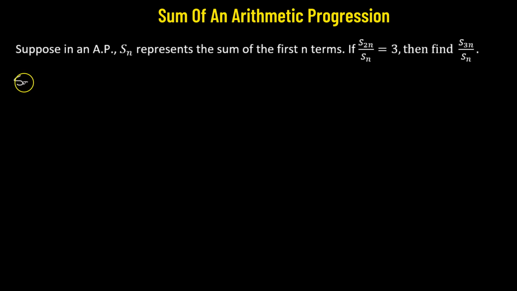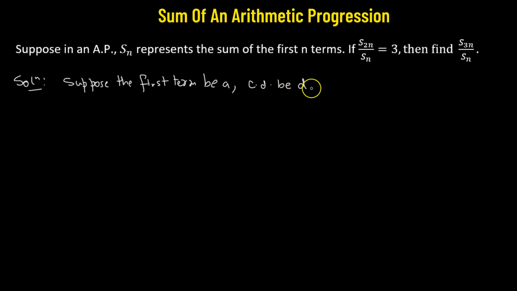So let's begin. First, we will suppose the first term of the arithmetic progression to be denoted by the letter a in lower case, and our common difference will be denoted by the letter d in lower case. We know that the sum to n terms, the general formula Sn, is given by n over 2 multiplied by 2a, the first term, plus n minus 1 times the common difference d.